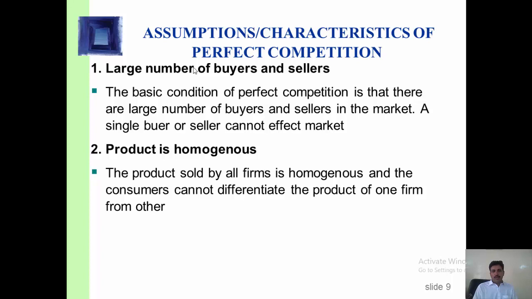It is because all the buyers and sellers have perfect knowledge of the market. So the price which prevails in the market is a single price or fixed price. Product is homogeneous. The product sold by all firms is homogeneous, and the consumer cannot differentiate the product of one from the other. Unlike monopolistic competition, where a differentiated product is sold, the product in perfect competition is homogeneous, and the consumers cannot differentiate the product of one firm from that of another.